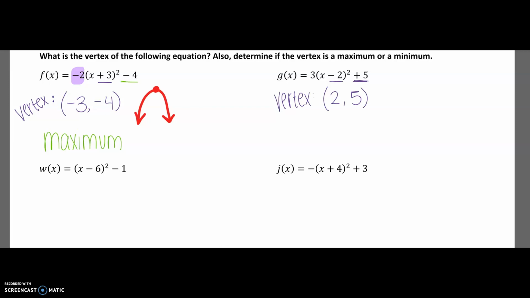The next thing that I want to look at is my a value. My a value in this case is positive 3. Since my a value is positive, that means that our parabola is going to be open up with our vertex at the bottom. When the vertex is at the bottom, we call that a minimum.